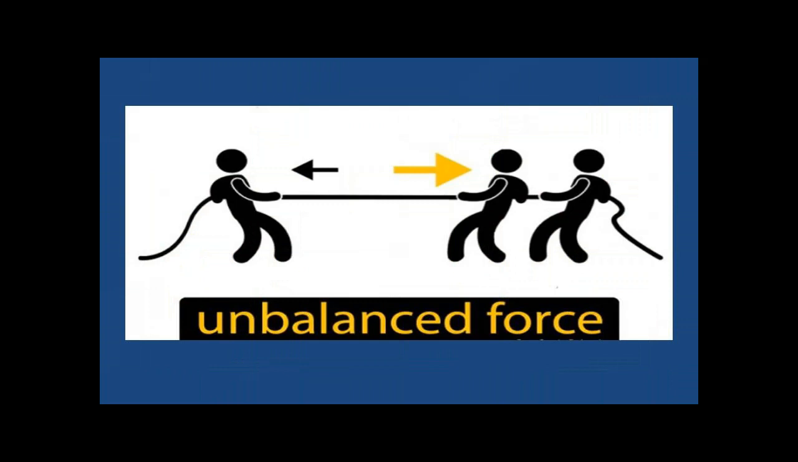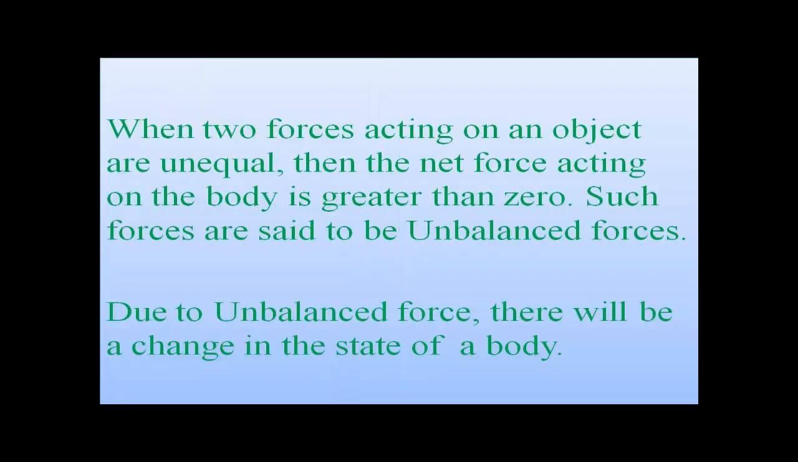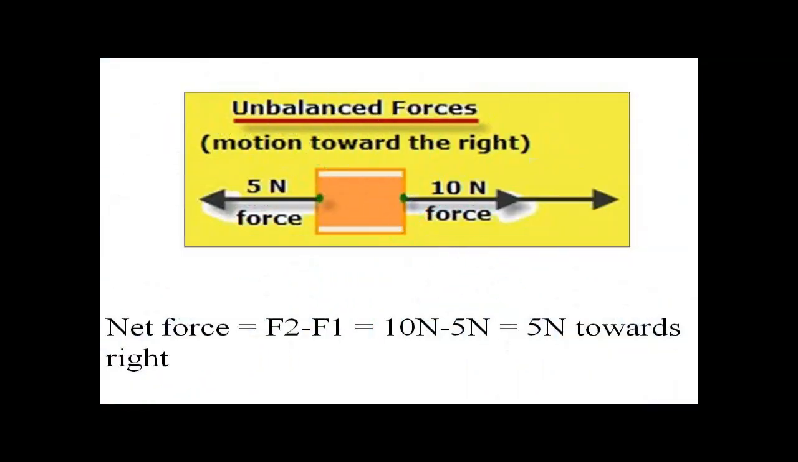Unbalanced forces. When two forces acting on an object are unequal, then the net force acting on the body is greater than zero. Such forces are said to be unbalanced forces. Due to unbalanced force, there will be a change in the state of a body. Net force is equal to F2 minus F1, equal to 10 Newton minus 5 Newton, is equal to 5 Newton towards right.